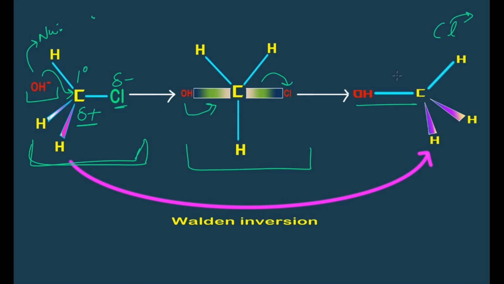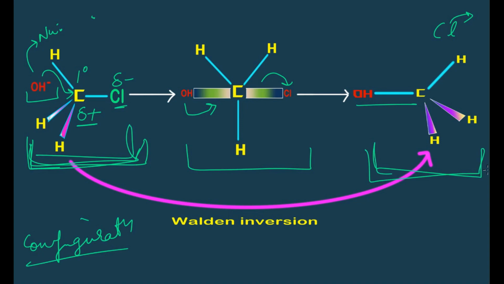Now the important thing about this mechanism is that the configuration of the reactant molecule and the configuration of the product molecule are not the same. In simple terms, the configuration has inverted. If chlorine is on the right side, the incoming OH group will be present on the left side in the product, and we call this configuration change Walden inversion. So this is an important point. Remember what Walden inversion is: the change in configuration during a reaction that proceeds through the Sn2 mechanism.